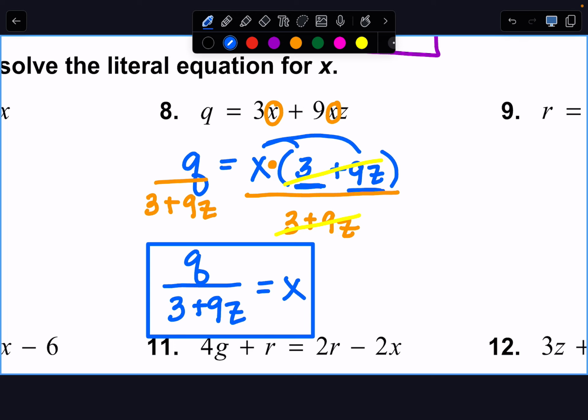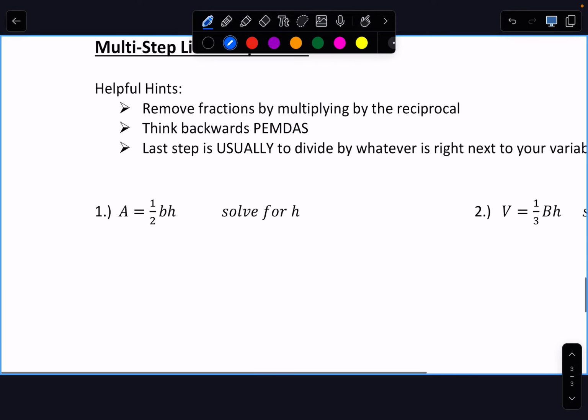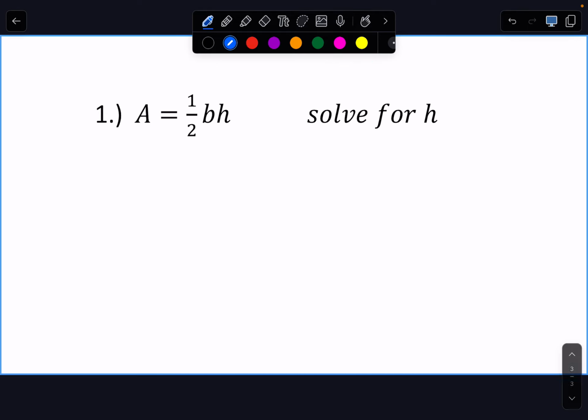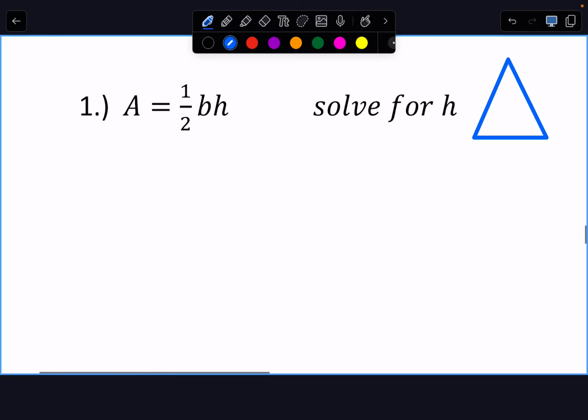All right. So we are going to look at, what is this equation? Area of a triangle. It says solve for H. So this is the area of a triangle formula. What we need to do is we need to solve for H. So maybe you want to circle H.